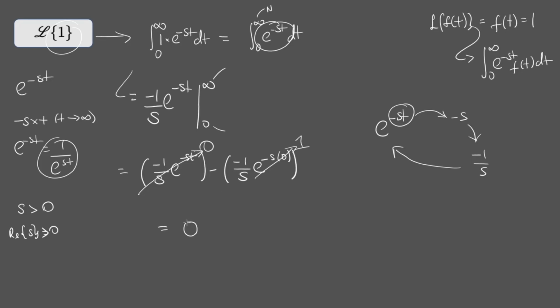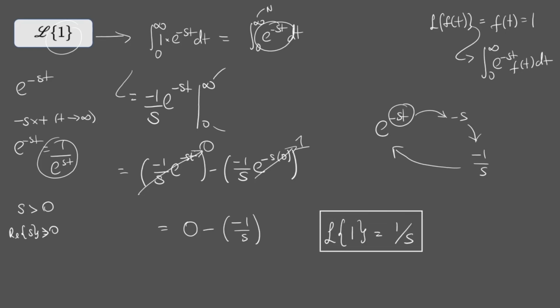It's the same simple trick. 0 minus 1 over s, if that's not clear. Minus 1 over s. So to summarize, we have the Laplace of 1 is going to be 1 over s. Simple and short. Let's get a move on.